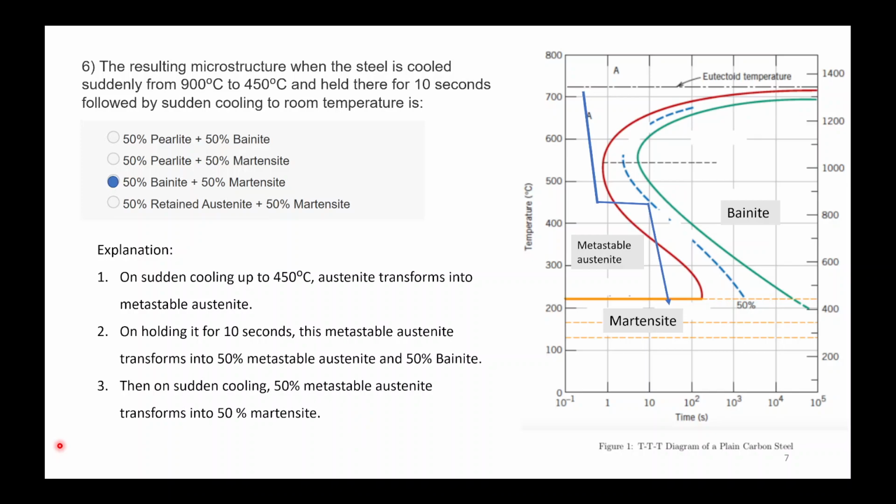Ma'am, suppose we are doing a heat treatment and we just touch the tip of that TTT curve. So in that particular case, will there be a fraction of pearlite formed, or will all martensite be formed? If you're just coming by touching this tip and you're directly cooling it, right? Yes, sir.